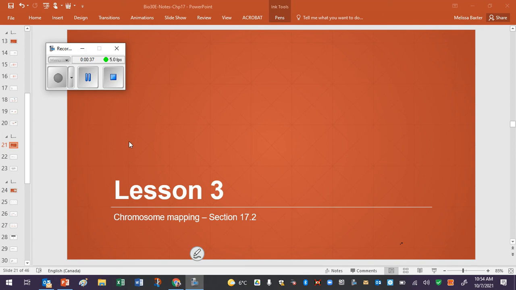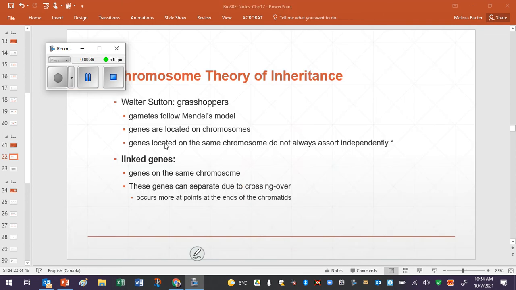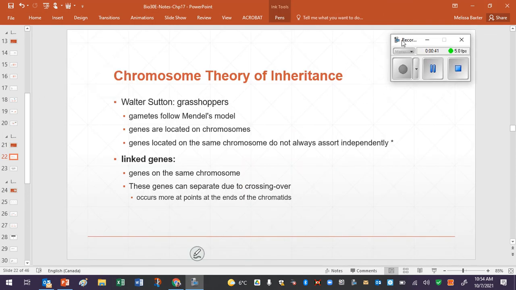So we're going to talk about something called chromosome mapping. Now, just a bit of context. There is a theory called the Chromosome Theory of inheritance. This chromosome theory of inheritance can be linked to Morgan, who we mentioned before. I'm just repeating his name because he came up in the last unit. He's the one who said genes are on chromosomes.